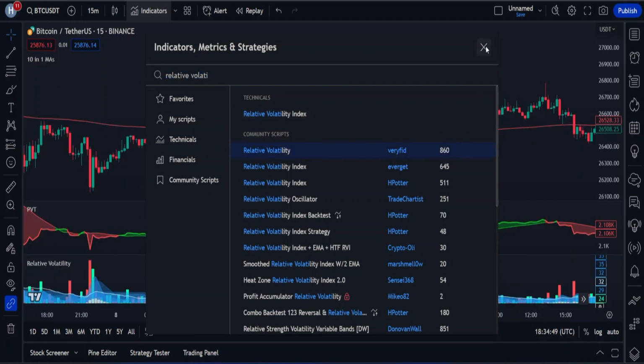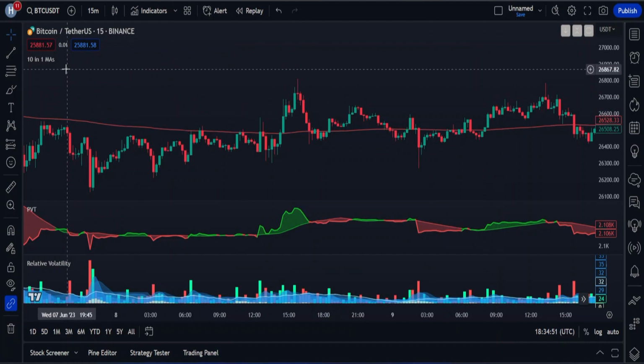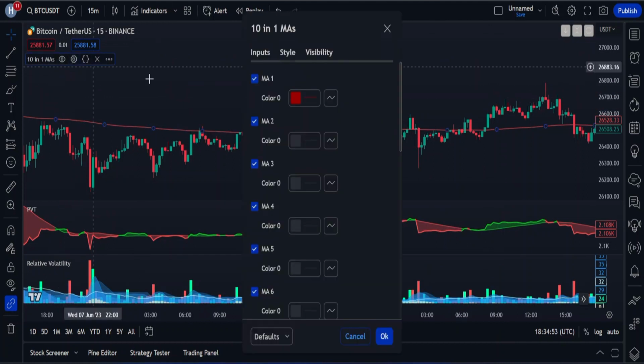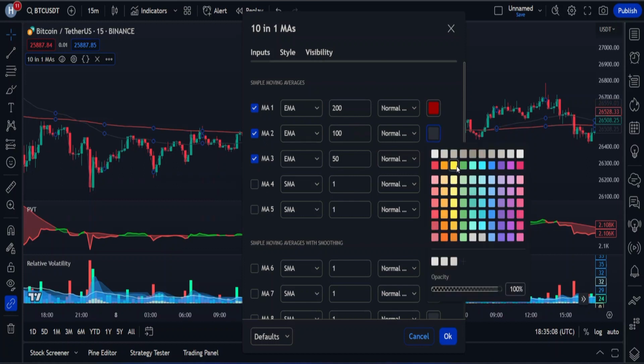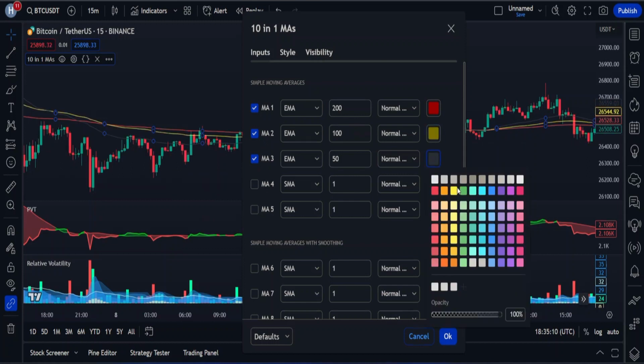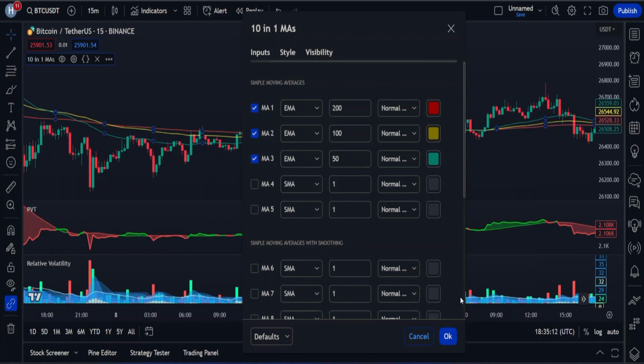Now let's change the indicator settings. First, head over to the Moving Average indicator settings and click on the Inputs tab. We will be adding 3 EMA to the chart. This means that we will add a 50-period EMA, 100-period EMA, and finally 200-period EMA. Make sure to also change the colors of the EMA to make it easier. And this is all that we're going to change for this indicator.